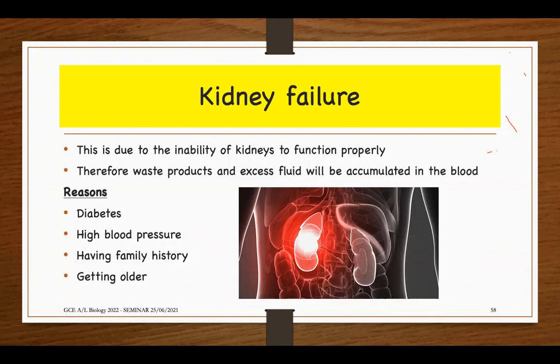So kidney failure can be fatal. The risk factors are diabetes, high blood pressure, family history, and just getting older. A lot of people, when they're old, you can see that they have kidney failure. Kidney failure can even affect your nervous system sometimes, and it's harmful for the person.